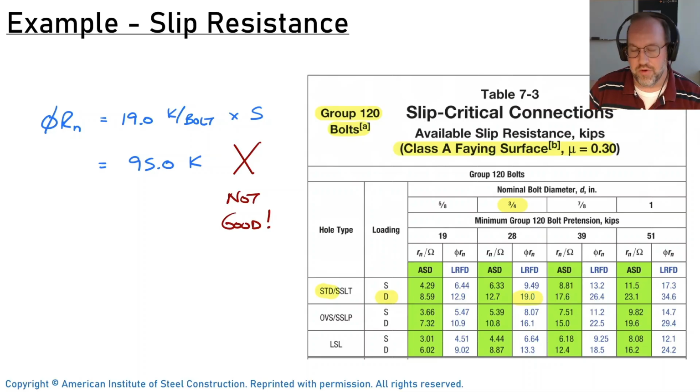So we're going to be in some trouble if we want to make this slip critical. We're going to have to slightly more than double the bolts on this connection to actually achieve that slip critical status. Now, therefore, if that's not necessary to do a slip critical connection, we're not going to do that. So that is shear strength of bolted connections in a nutshell.